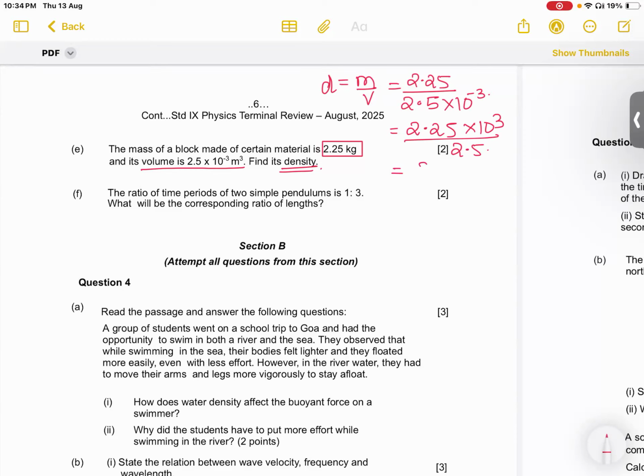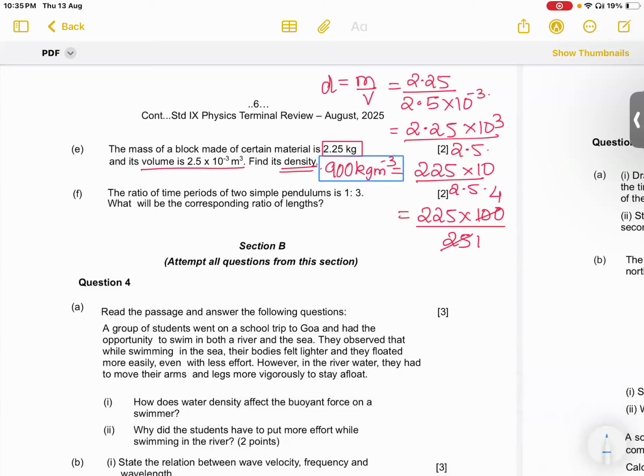You multiply this 0 inside, so you get 225 into 10 upon 2.5. To remove the decimal, I write this as 225 into 100 upon 25. Ones are, fours are. So 225 into 4. When I multiply, I'm getting the answer as 900. So my answer is 900 kg per meter cube. This is what we get for the density in this question.